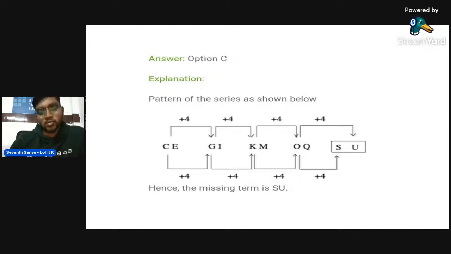Here they have taken the difference of 4. So what will O plus 4 be? O is nothing but 15. 15 plus 4 is 19, and 19 is nothing but S here. Then Q plus 4: Q is 17, 17 plus 4 is 21, and 21 is nothing but U here. So the answer is S and U. Like that you can easily solve this question also.